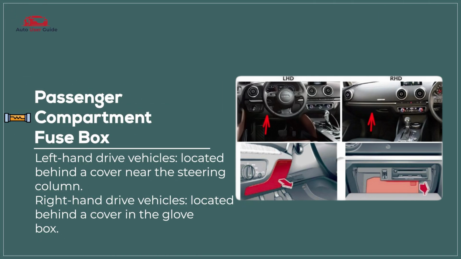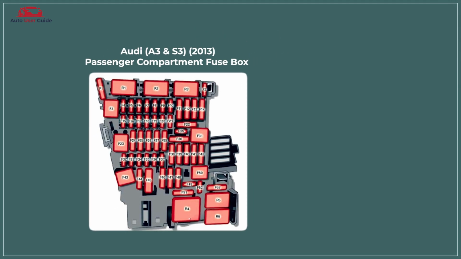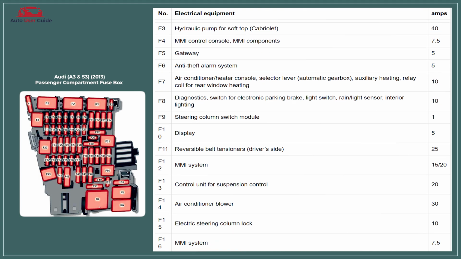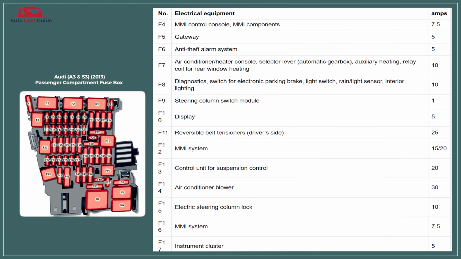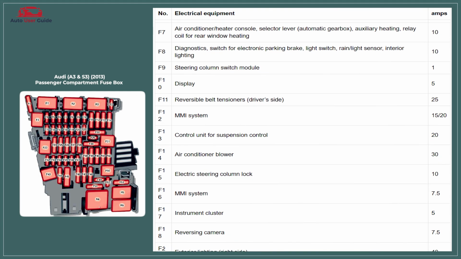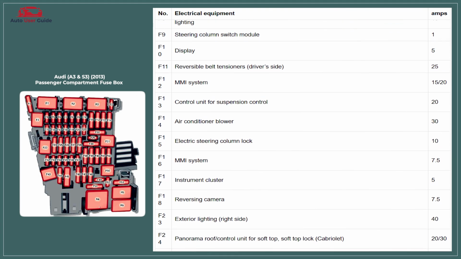Passenger compartment fuse box. The passenger compartment fuse box in the 2013 Audi A3 and S3 is located on the left side of the dashboard behind a trim panel. It protects circuits for the infotainment system, climate control, power windows, seats, and interior lighting. It ensures safe power distribution to key comfort and convenience features inside the cabin.